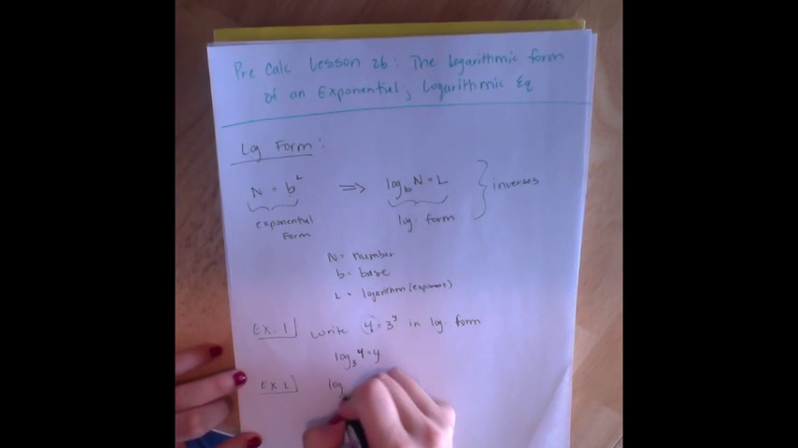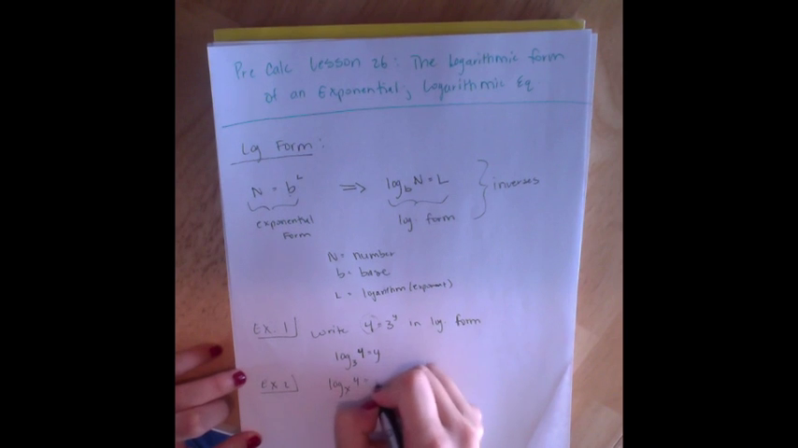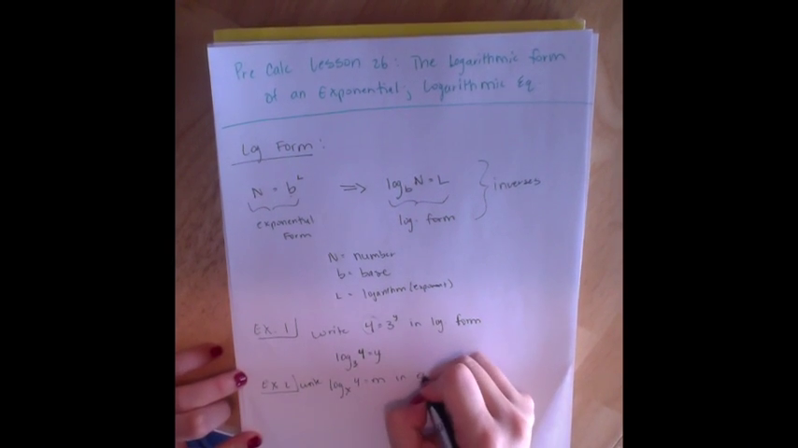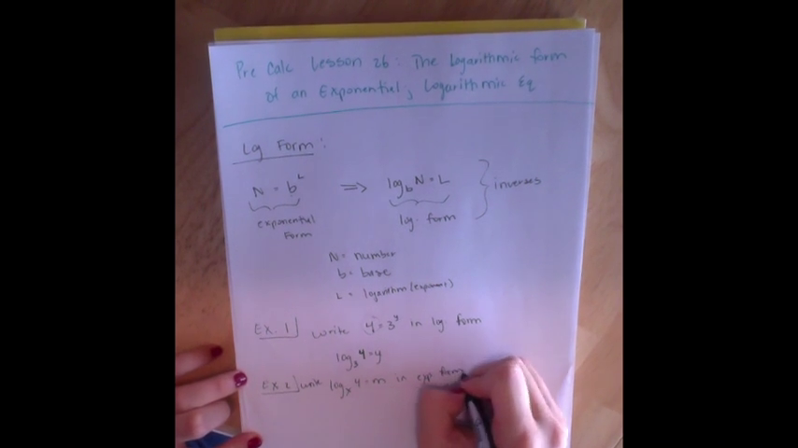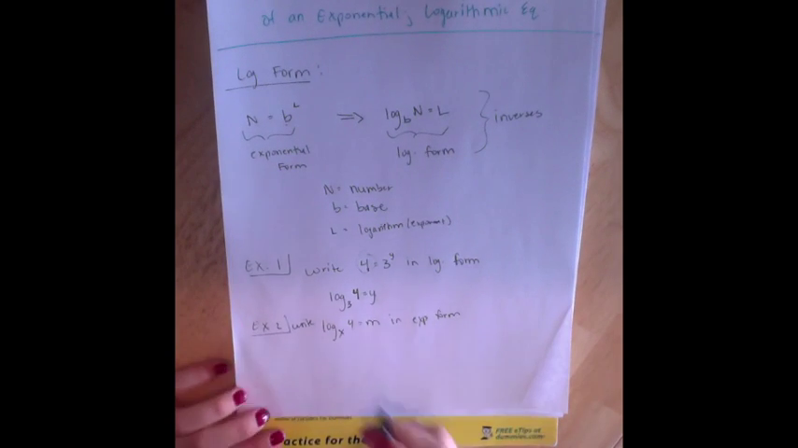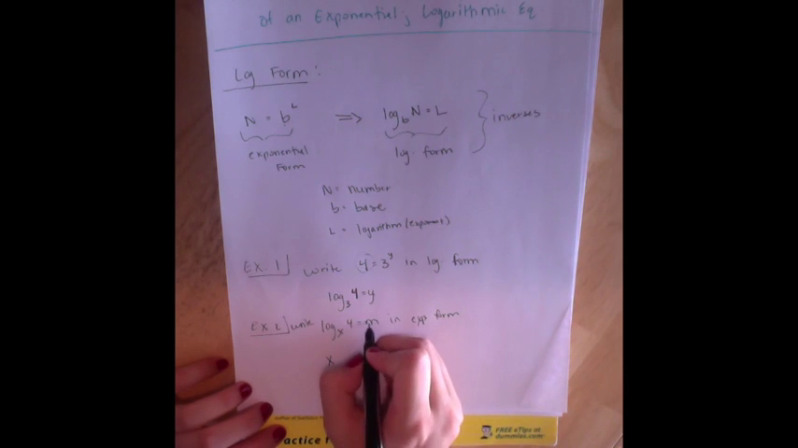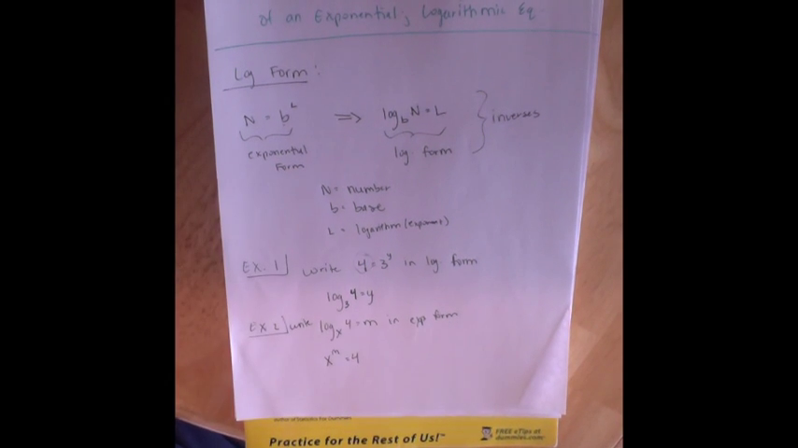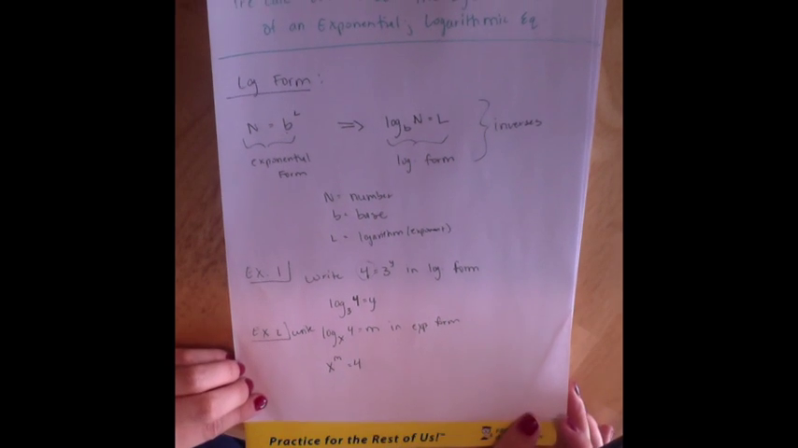Let's go from logarithmic to exponential. So write this in exponential form. We take our base, we'd say x to the m equals our argument 4. You need to be able to jump back and forth between these guys.